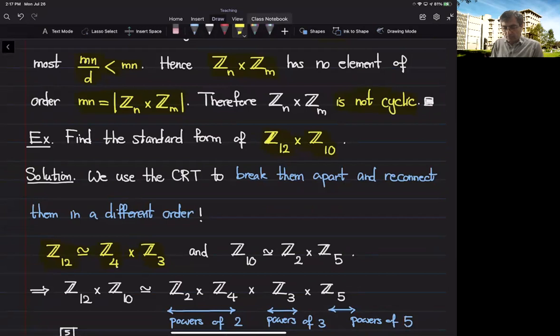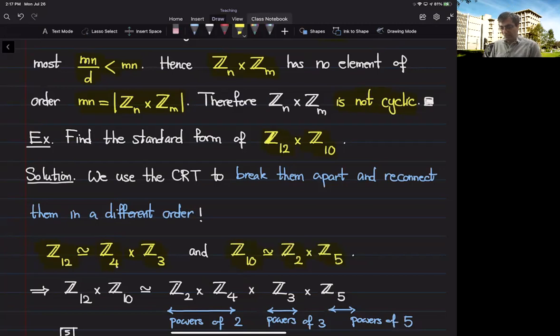So this is what I'm doing. I'm writing 12 as product of powers of distinct primes, and then the powers of these distinct primes are coprime to each other. Therefore, I can use the Chinese remainder theorem and write the cyclic group as Cartesian product of these cyclic groups whose orders are coprime to each other. In fact, the orders of powers of distinct primes. Similarly, Z_10 is isomorphic to Z_2 cross Z_5.